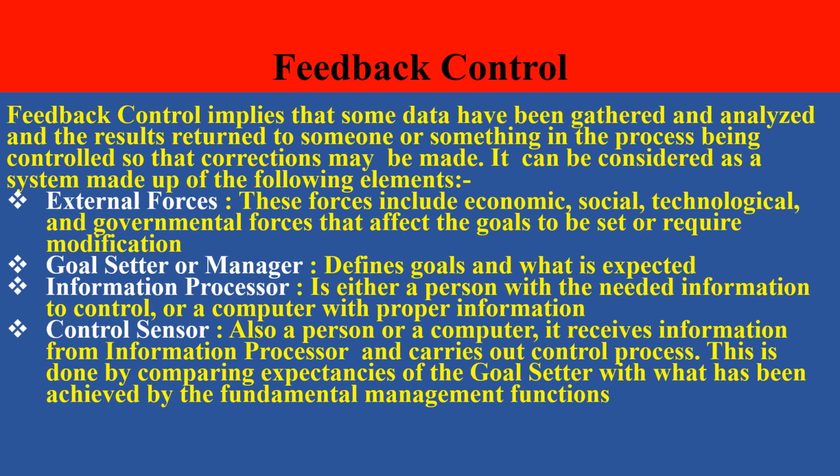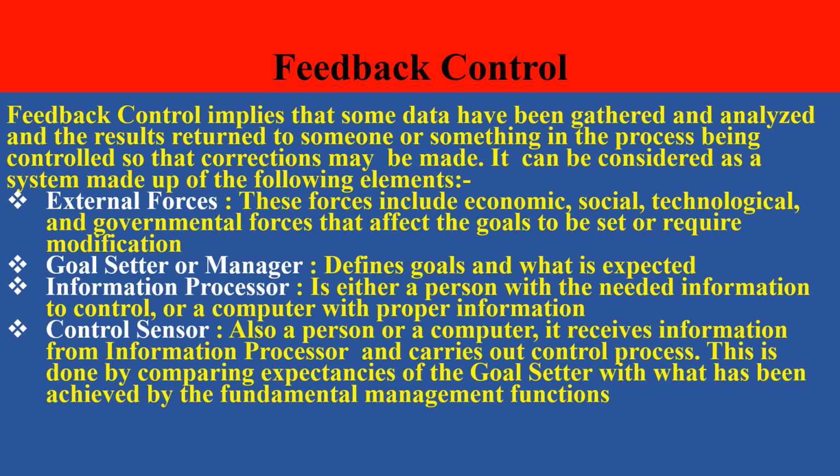The fourth type of control is the feedback control. Feedback control implies that some data have been gathered and analyzed and the results returned to someone or something in the process being controlled so that corrections may be made. It can be considered as a system made up of the following elements. So, one of the elements is the external forces. These forces include economic, social, technological, and governmental forces that affect the goals to be set or require modification.